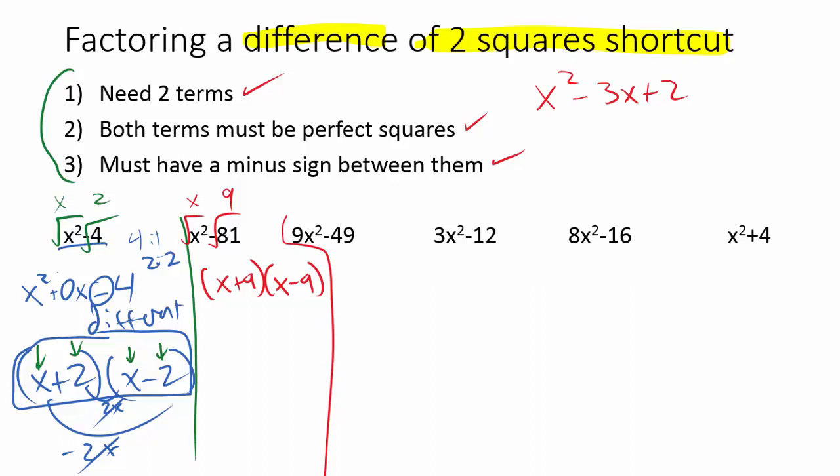Sorry, I'm running out of space. Let's check the next one, 9x squared minus 49. Again, we're going to take the square root of each term. The square root of 9x squared is 3x. And the square root of 49 is 7.